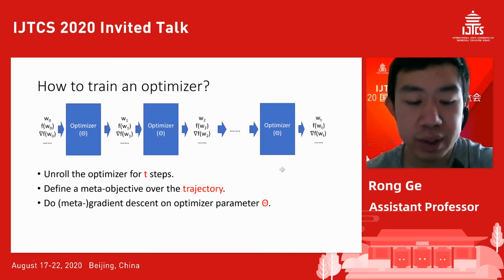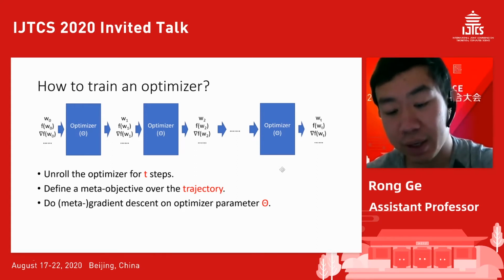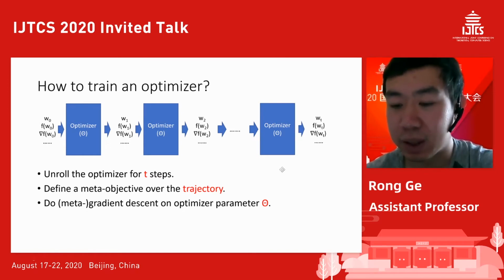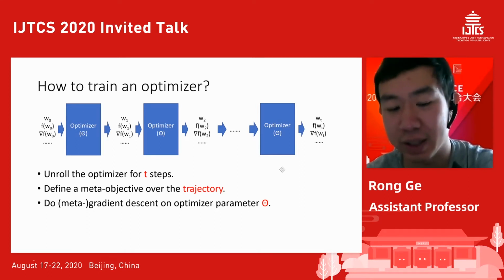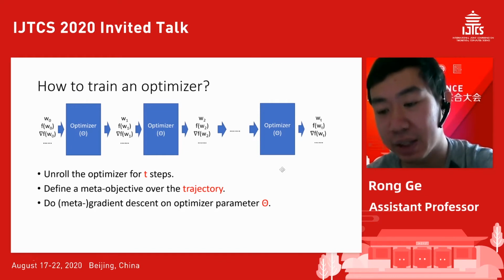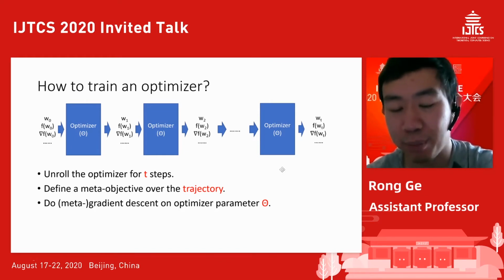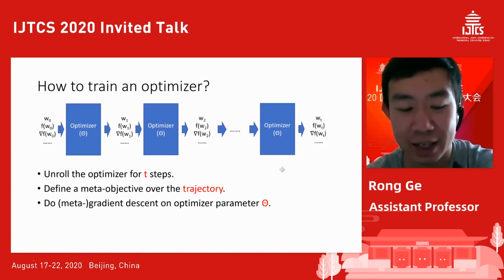So once you compute this meta-gradient, you can just do meta-gradient descent on the optimizer parameter theta. And that's why the first learning to learn paper using neural networks is called learning to learn by gradient descent by gradient descent. You use meta-gradient descent to learn a better optimizer that allows you to do gradient descent faster.